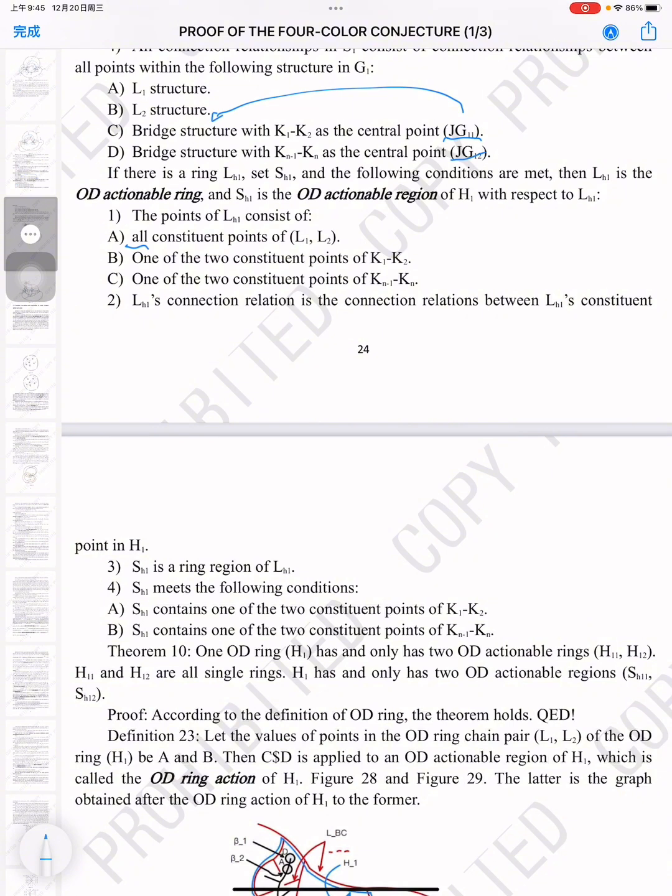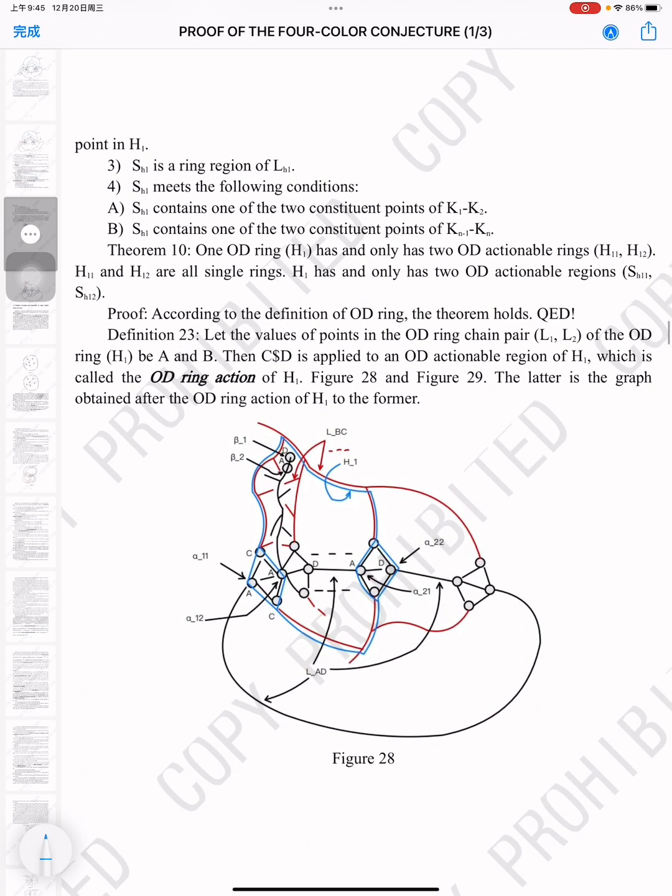Theorem 10. One OD ring H1 has and only has two OD actionable rings, H11, H12, and H11 and H12 are all single rings. H1 has and only has two OD actionable regions, SH11, SH12. Proof. According to the definition of OD ring, the theorem holds. QED.